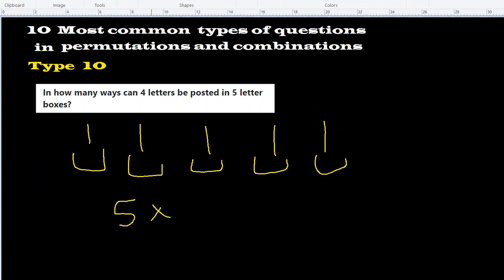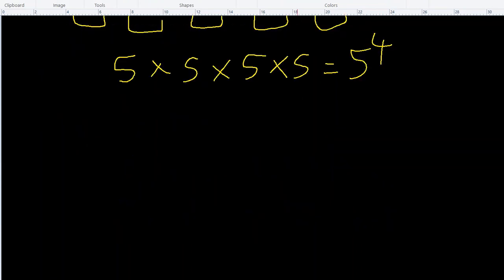Now I take the second letter. The second letter also can go in any of the 5 letter boxes. As a result, it's possible that all 4 letters land up in the same letter box. So we have 5 options for each letter, and that comes out to be 5 to the power 4. What else can be asked in this format?